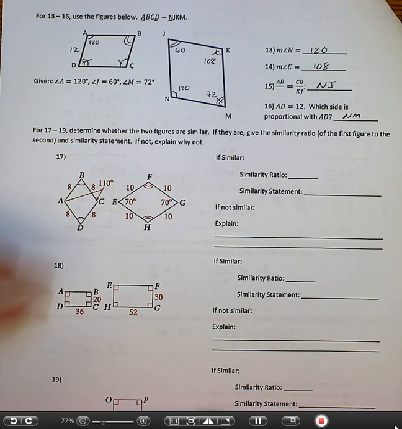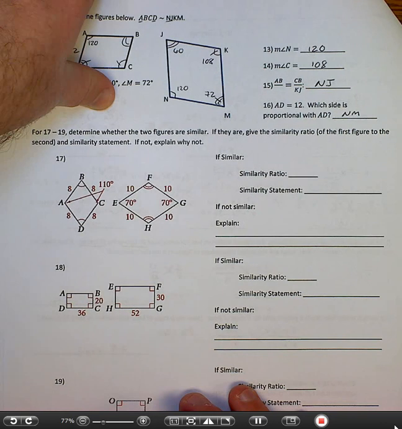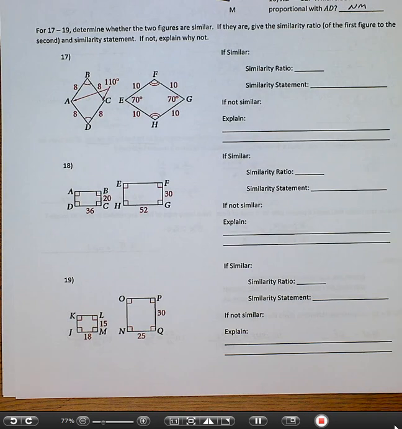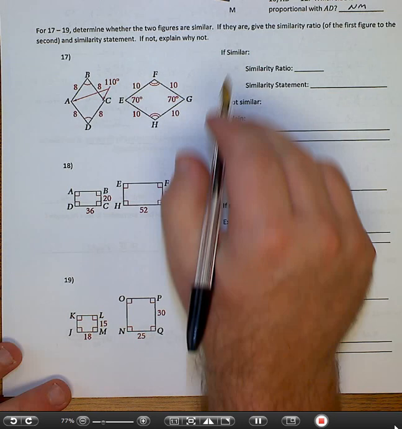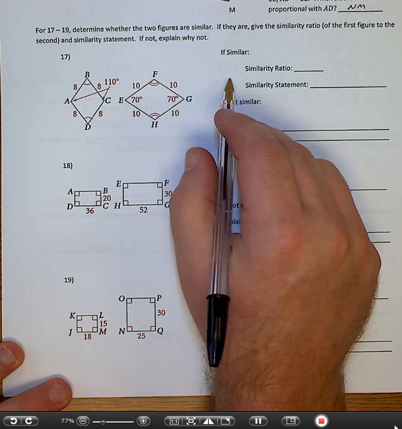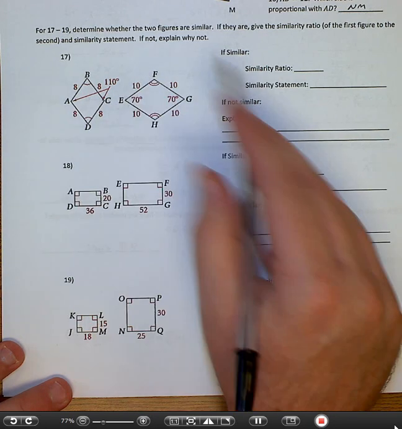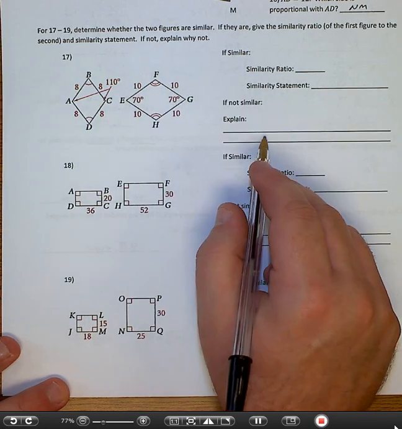Okay. 17 through 19, determine whether the two figures are similar. I did not tell you that they are. You have to determine if they are. If they are, you're going to answer these two questions. If they're not, explain why not. Okay? So let's look at the first one.